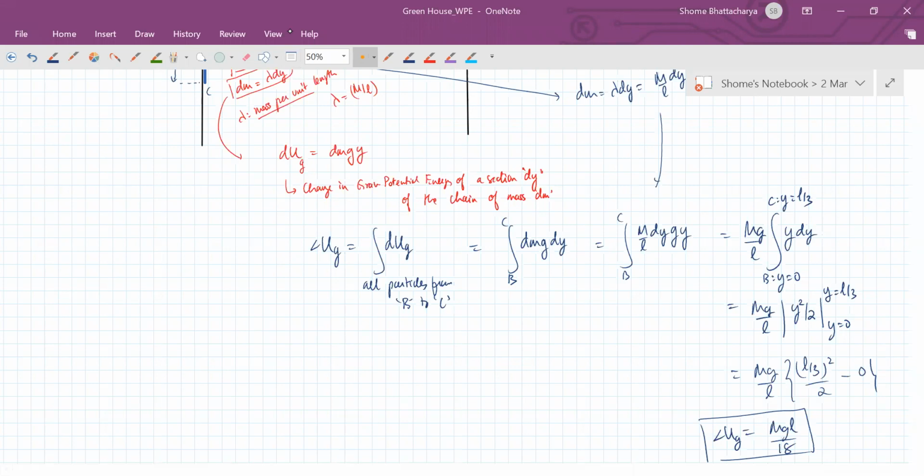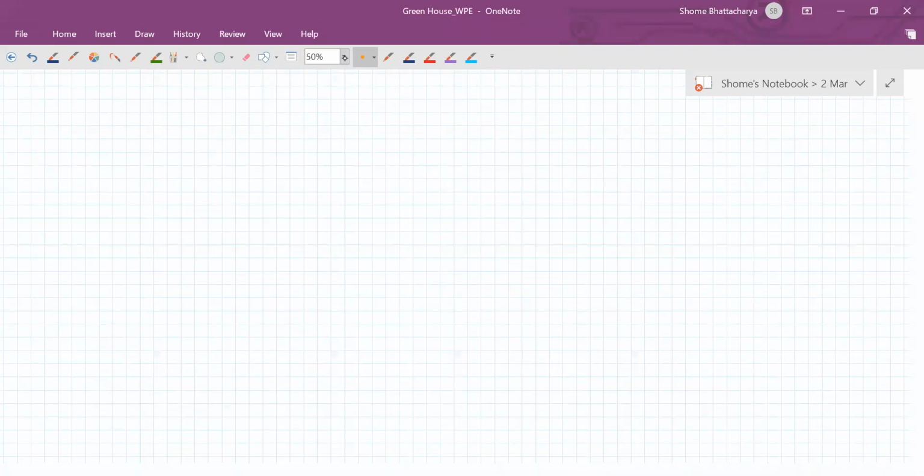So hope this is done. Now the method of solving the 39th question is going to be somewhat similar, using integration.